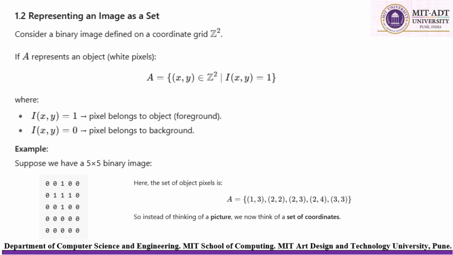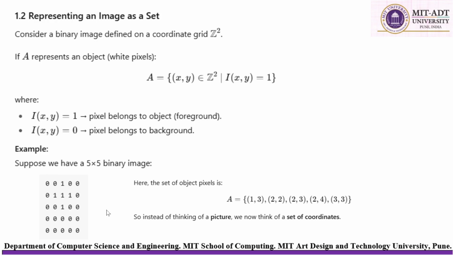So here I of (x, y) equal to 1 denotes a pixel which belongs to the object, that is the foreground of the image, which appears more prominently. Then I of (x, y) equal to 0 means the pixel belongs to the background. So this is my simple consideration.